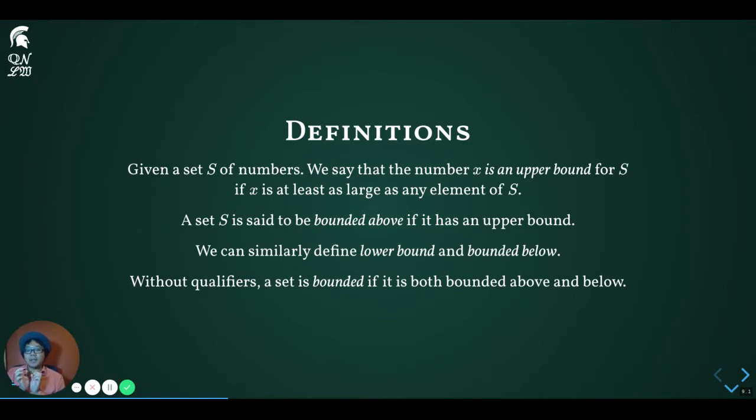We can add the modifier strict to any of these concepts if we replace less than or equal to by less than, and so on. Finally, without the modifiers above or below, a set is bounded if it is both bounded above and bounded below.